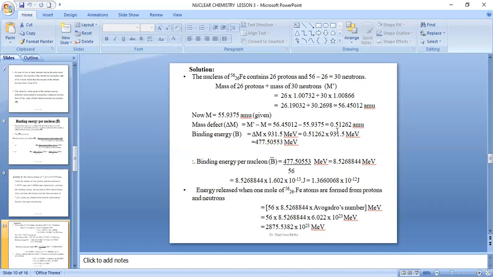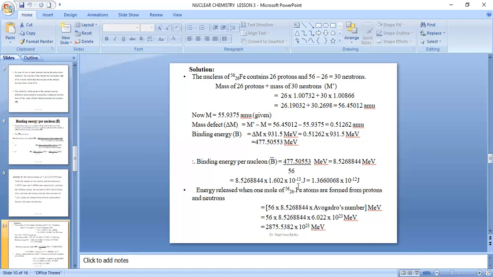0.51262. Therefore, the binding energy will be the mass defect times 931.5 milli-electron volts, which is equal to 477.50553 milli-electron volts. So the binding energy per nucleon will be the binding energy divided by the atomic mass of the given atom, which is 56, and the answer will be 8.5268844.